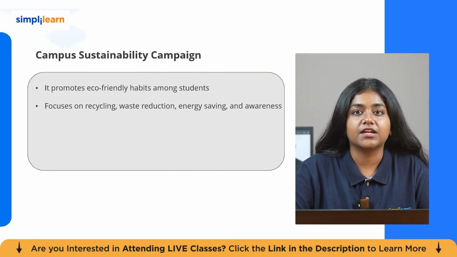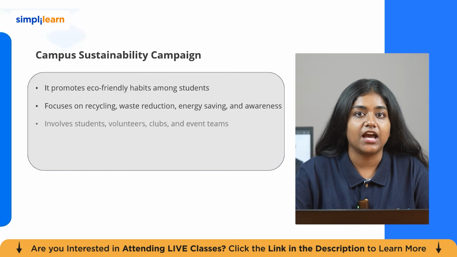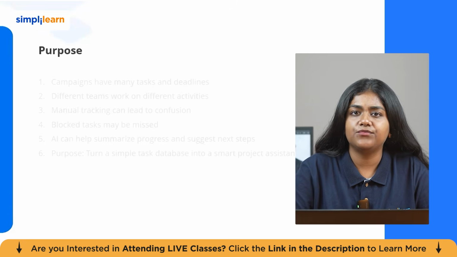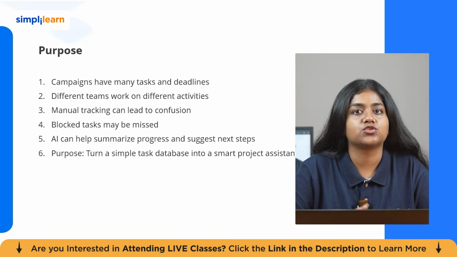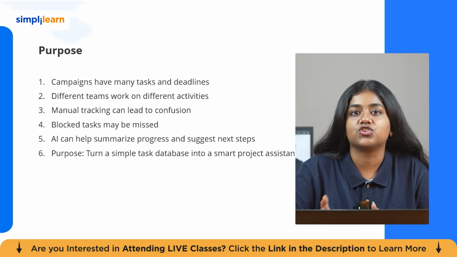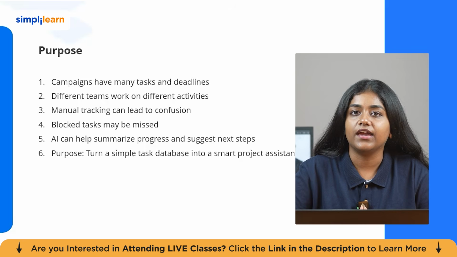This project is done because managing this type of campaign manually can become confusing. There are many tasks, deadlines, teams, and responsibilities to track. So this project shows how Notion AI can help manage a sustainability campaign in a more organized and intelligent way. The different types of work involved include designing posters, creating social media posts, setting up awareness booths, and organizing launch events. When all these tasks are handled manually, it becomes difficult to understand what is completed and what is pending, what is blocked, and what needs urgent attention. This project solves the problem by using Notion AI agent. In this demo, we'll see how AI reads the campaign database, generates a progress report, identifies blocked tasks, suggests priorities, and helps the team plan better.